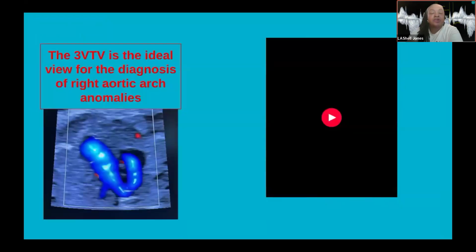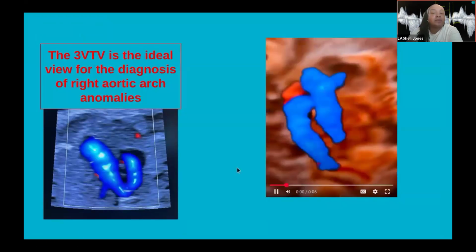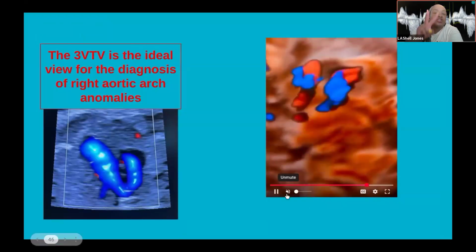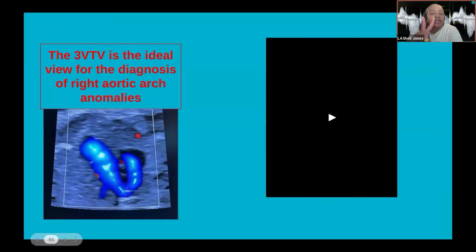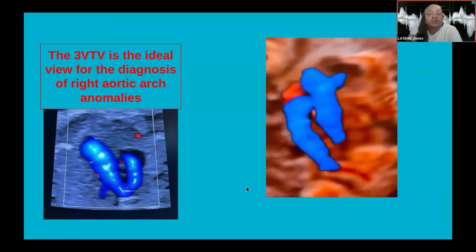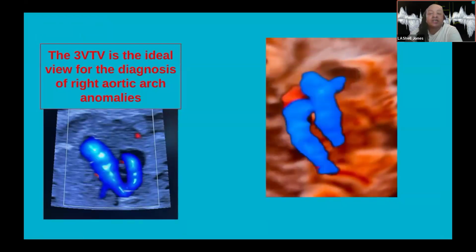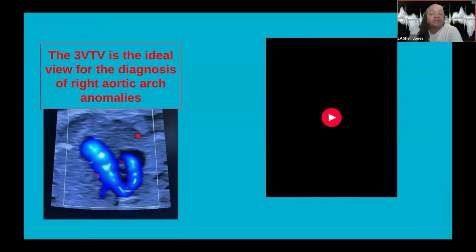All right. The 3VTV is ideal for viewing right aortic arch anomalies. This one in particular, if you have your color Doppler, is really helpful in assessing and showing the U shape instead of the normal V shape seen of those vessels. So here's an example of a right-sided aortic arch, and it's showing that U shape. Okay, and that's all assessed with that color Doppler.